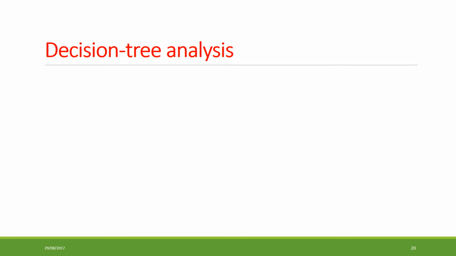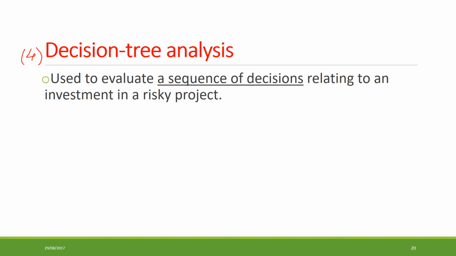Finally, we look at the decision tree analysis. So with decision tree analysis, we use the decision tree. Say if we have 3 decisions, if we can work out the probabilities of each of the decisions, then we can use the probabilities of these decisions to consider the overall, or the probability weighted, NPV value of all these different decisions. Right. So the decision tree analysis is used to evaluate the sequence of decisions relating to one investment project.